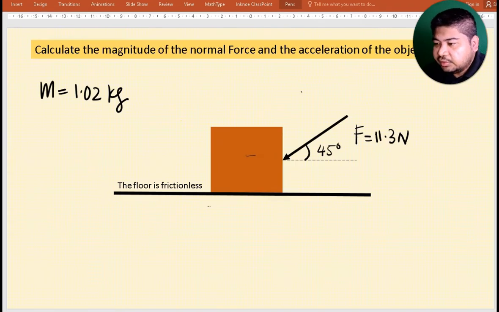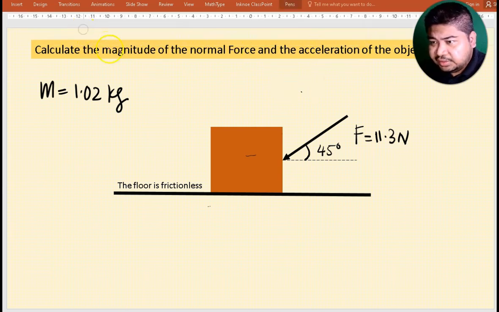Okay, in this slide we have a block on a floor, and it says here the floor is frictionless, so we do not have to consider the friction between the block and the floor. And it says here you need to calculate the magnitude of the normal force and the acceleration of the object.